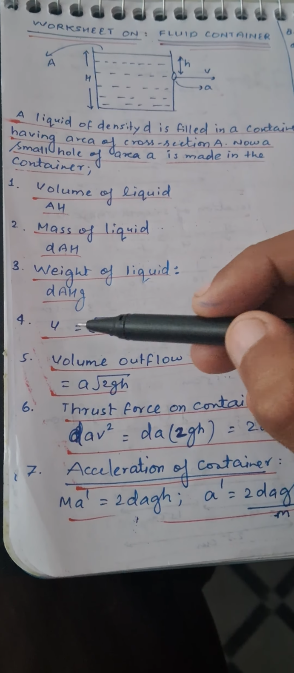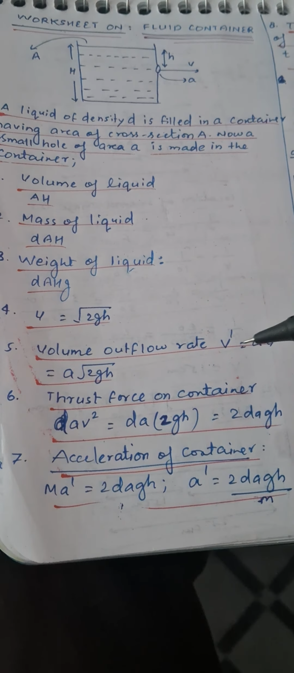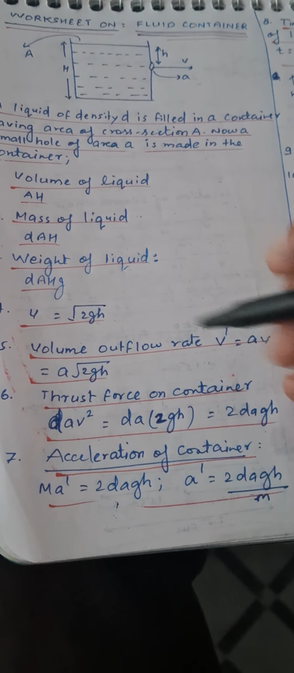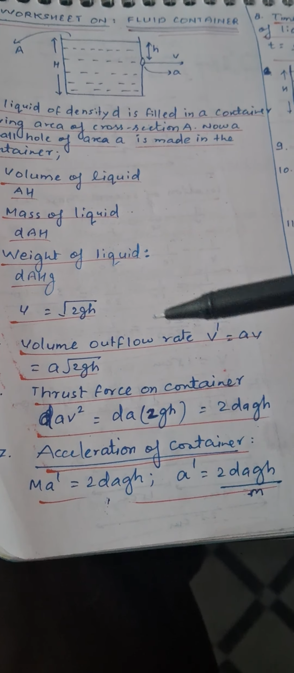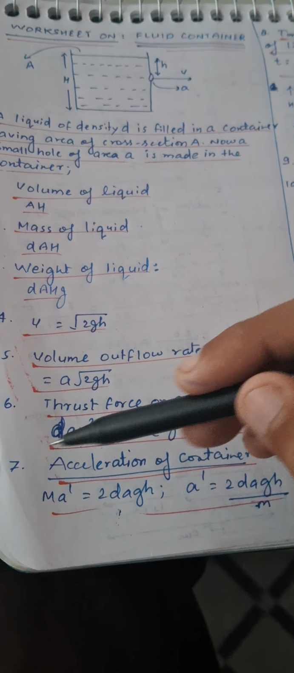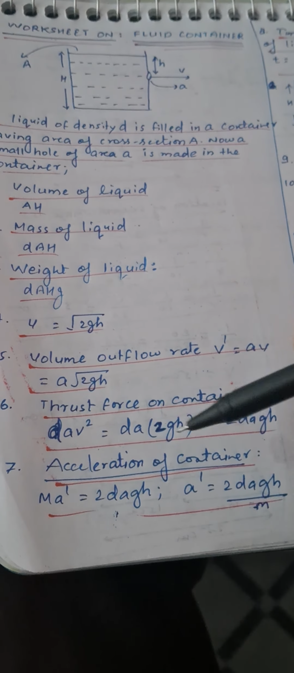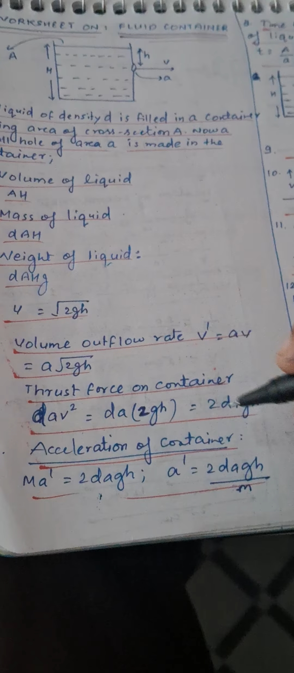Then speed is equal to root 2gh. Then we have volume outflow rate, which is area into speed. So that will be a root 2gh. Next we have the thrust force on the container. So the thrust force is dAV square. Substituting V square as 2gh, we have thrust force as 2dagh.